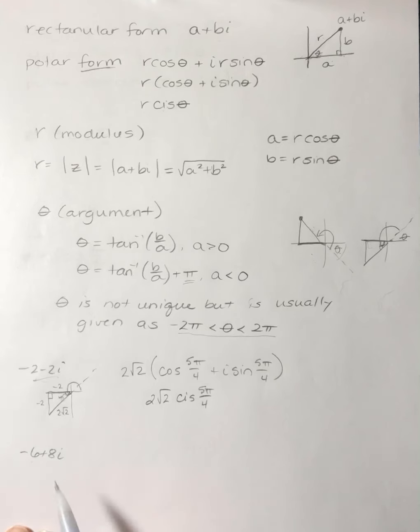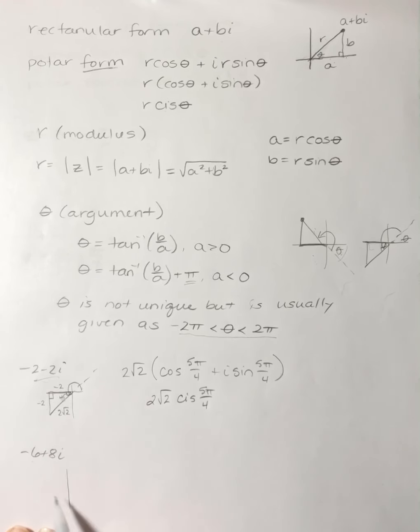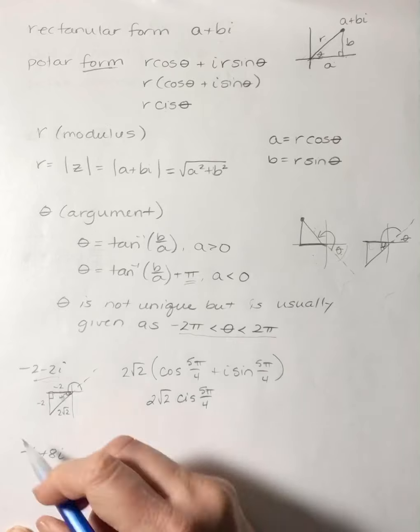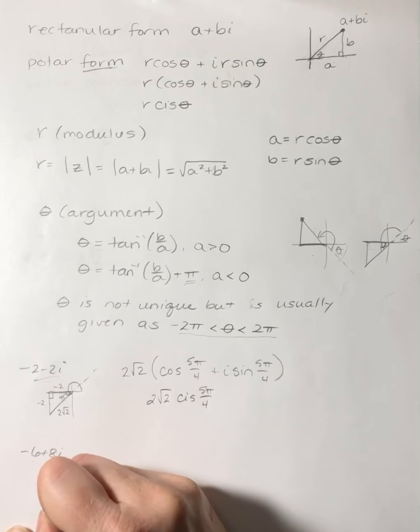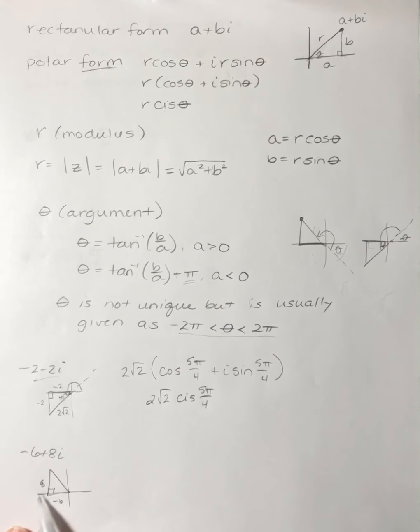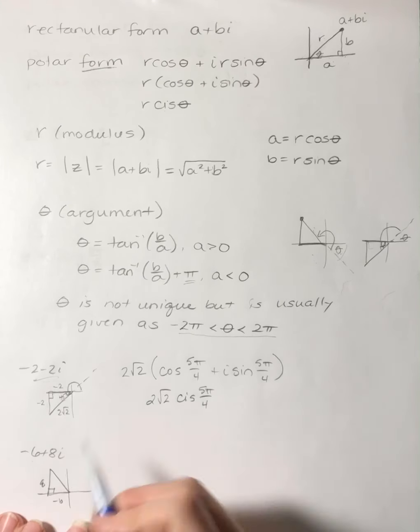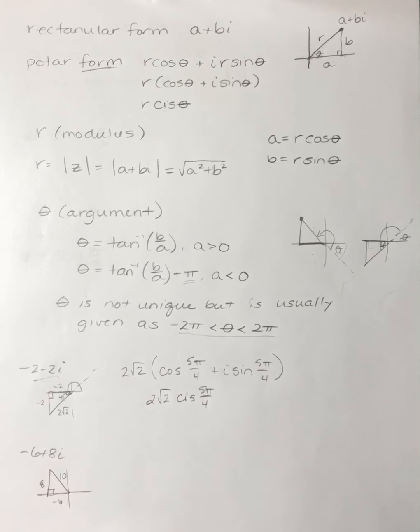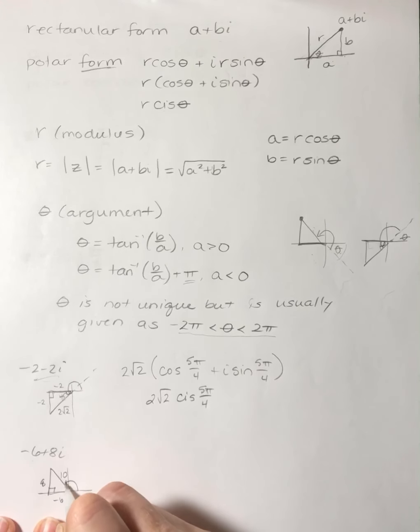Negative 6 plus 8i. If you are already recognizing, this is another 3, 4, 5 triangle. This is a Pythagorean triple, okay? And so this is going to be 10. If you needed to find your modulus, you can do the square root of a squared plus b squared. The square root of 36 plus 64, square root of 100 is 10, okay? And then we need this angle right here.